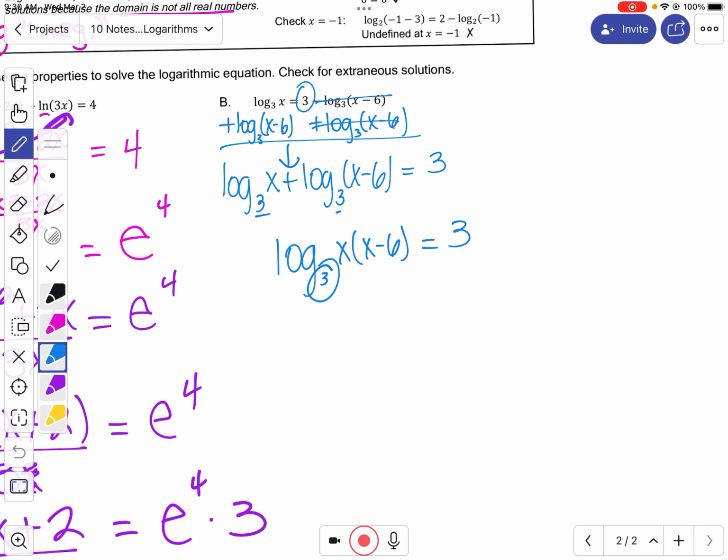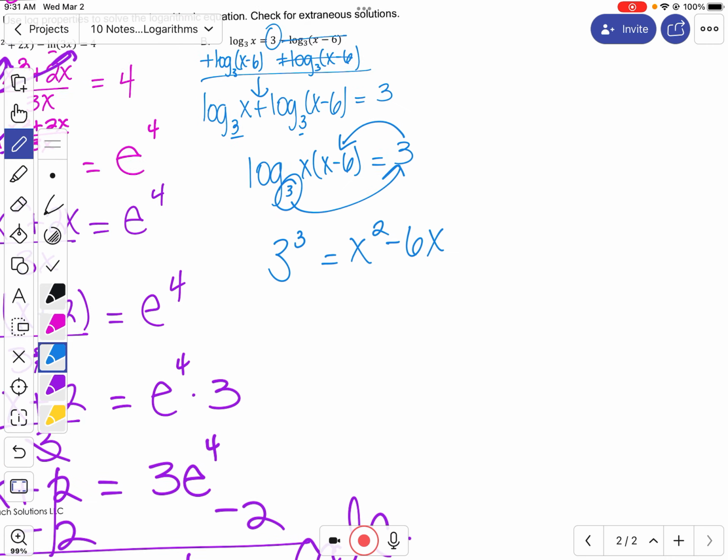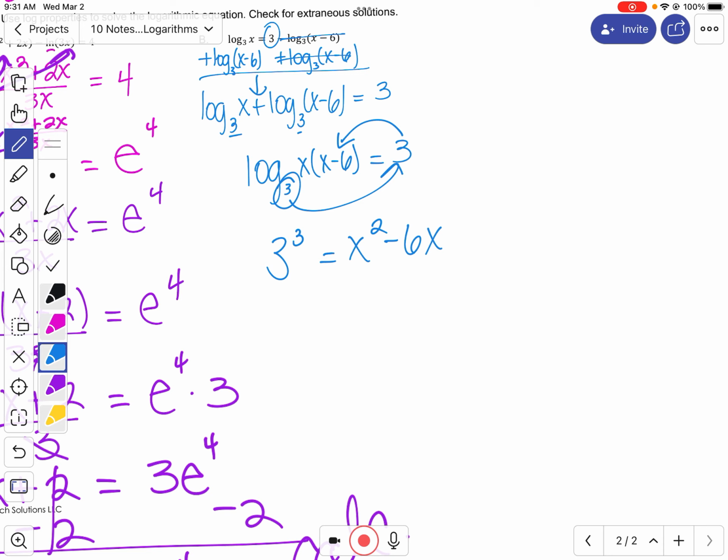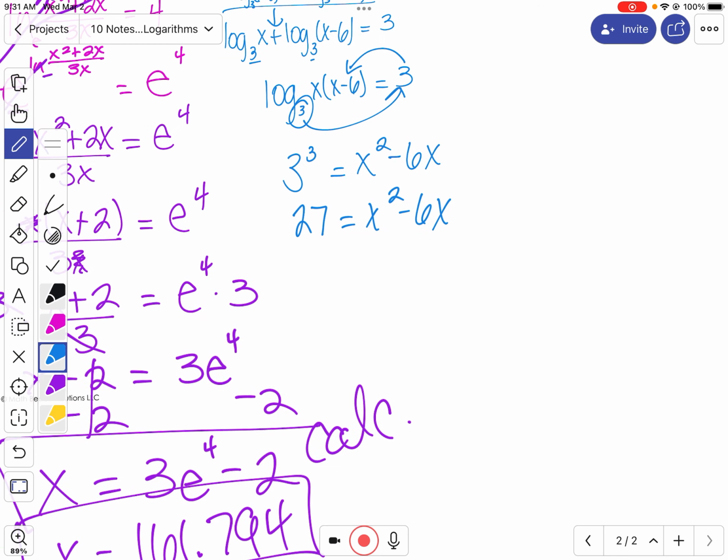So you always begin with a base. So 3 to the 3rd power equals x. I'm going to go ahead and multiply x squared minus 6x. Okay, so 3 cubed. Make sure you're doing 3 times 3 times 3. Don't just do 3 times 3 and get 9. It's 27. Notice now you have a quadratic equation that you're going to solve. So I'm going to set it equal to 0.